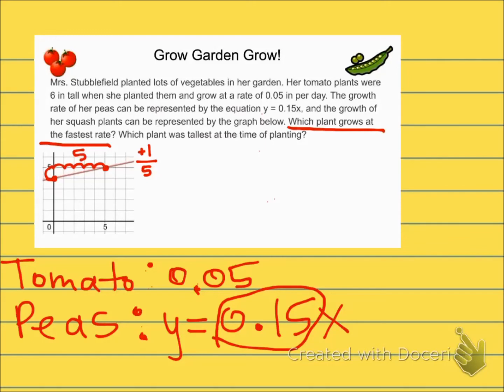Now we could leave it as 1/5, but since my other numbers are decimals, I'm going to go ahead and divide that out, and you get 0.2. So the question says, which plant grows at the fastest rate? Well, we're going to compare. You've got 0.2, 0.15, and 0.05. And then, obviously, the biggest one is 0.2. So the first question, the answer is going to be the squash.